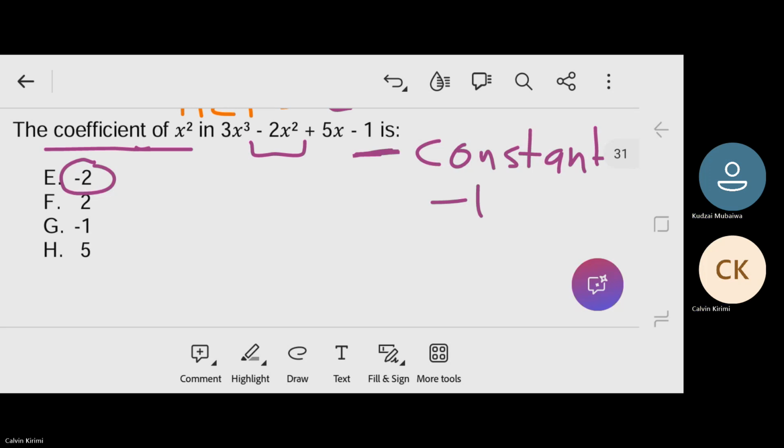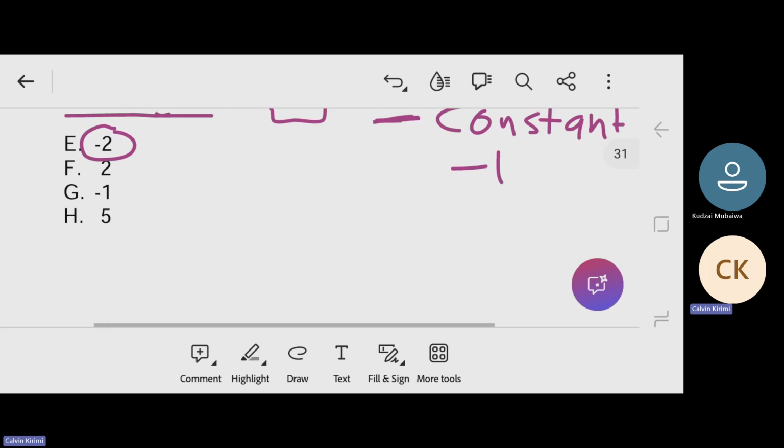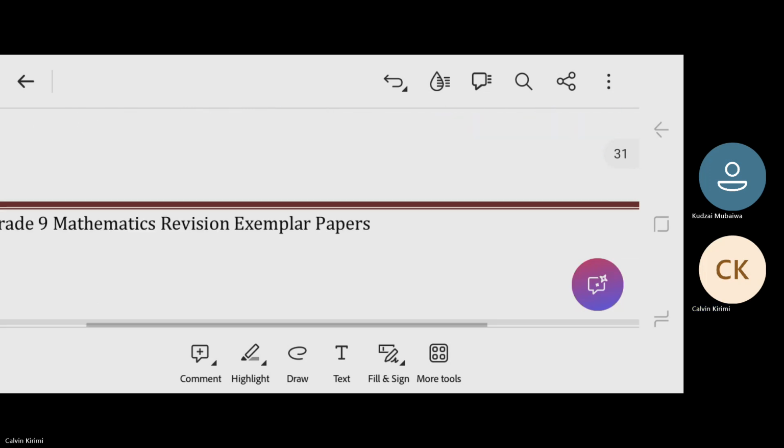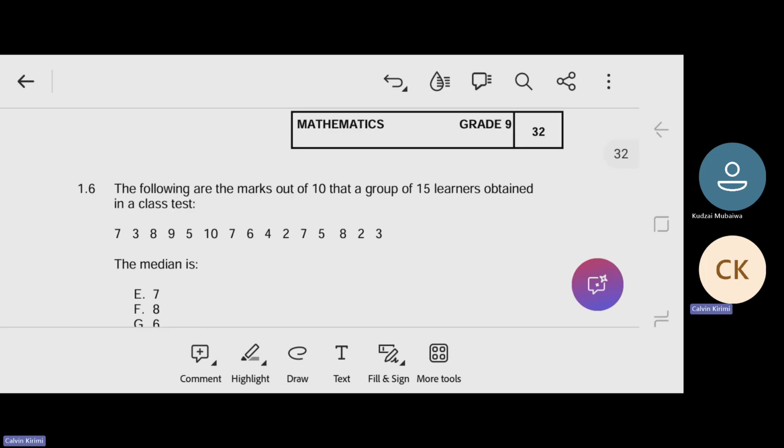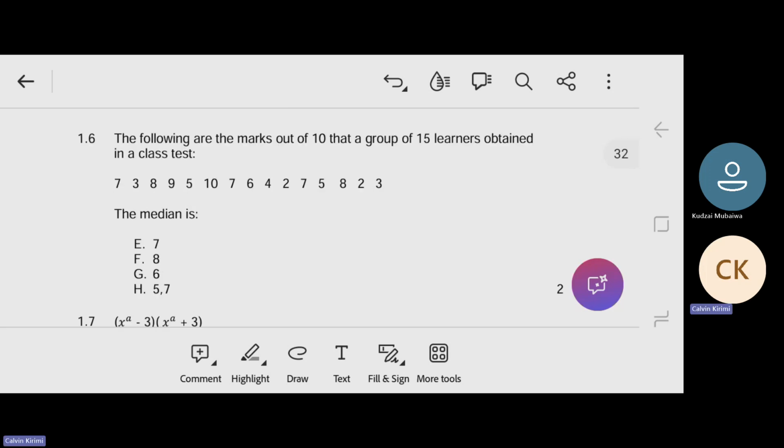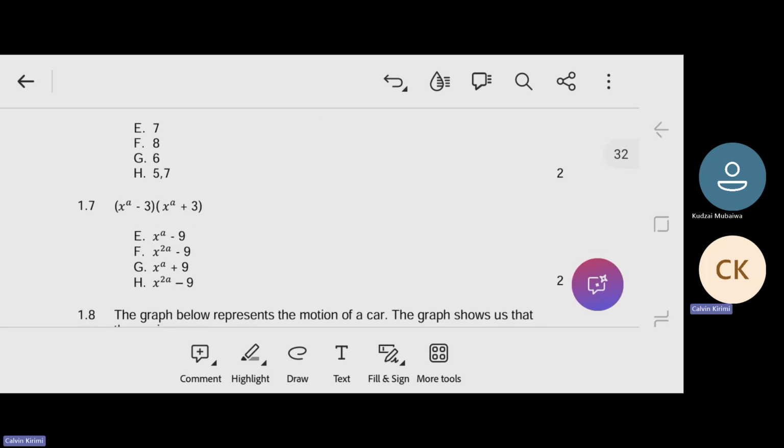Is it clear? Yes, sir. All right, so we go to the next one. You said for median it's not coming, isn't it? Yes, sir. All right, let's keep it.